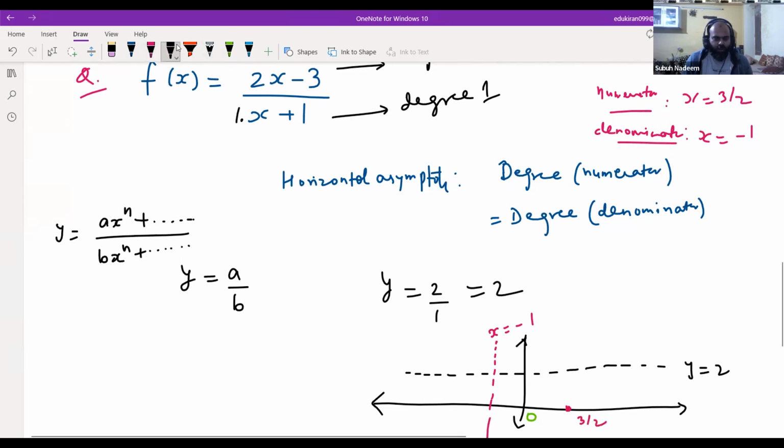So how many regions are there? Are you following? Yes, sir. So there are 3 regions. I'm writing here also. One region by this vertical asymptote, x is equal to -1, one region by this 0, 3 by 2. So this is positive, this is negative, this is positive.